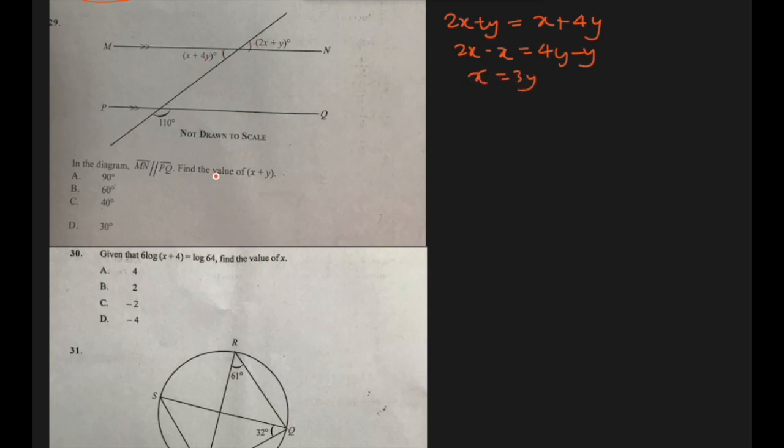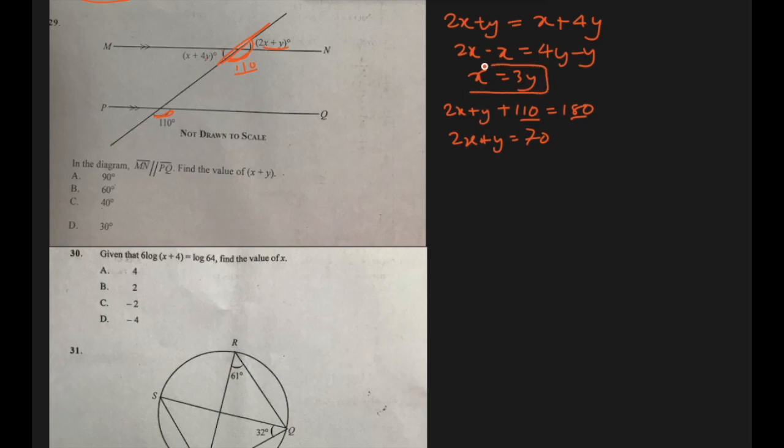Alright. Now secondly, this angle is 110. That means this is also 110, corresponding angles. And this 110 plus 2x plus y will be 180 degrees. It's a straight line, right? This is a straight line, so this angle will be 180. 2x plus y plus 110 equal to 180. 2x plus y equal to 180 minus 110, 70.